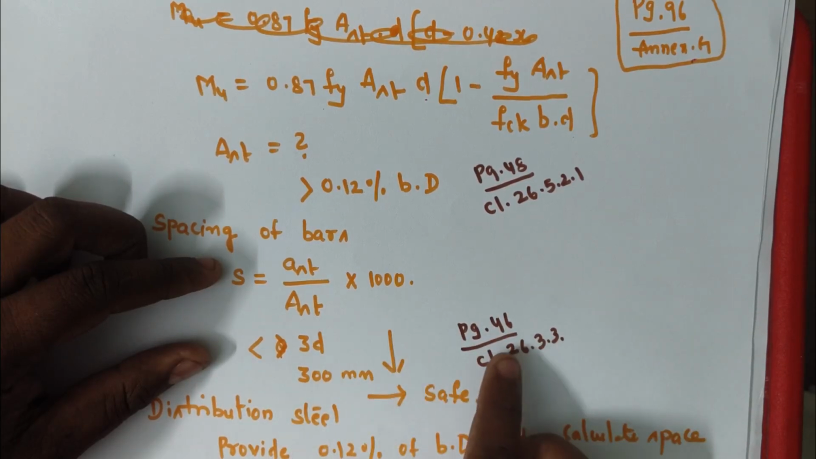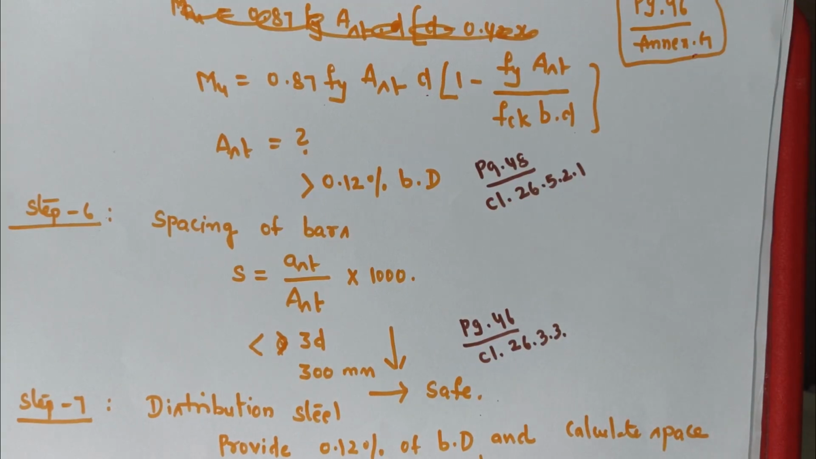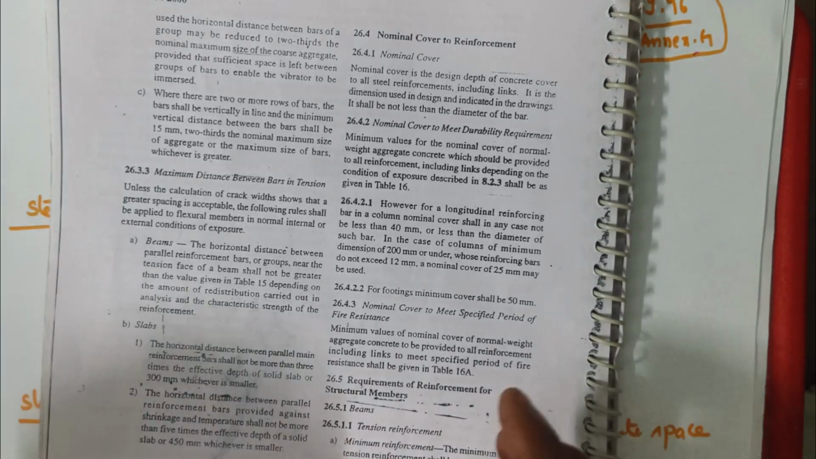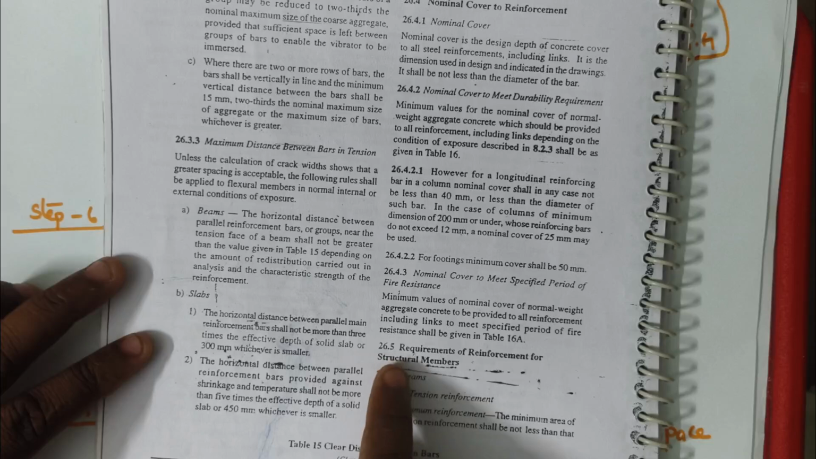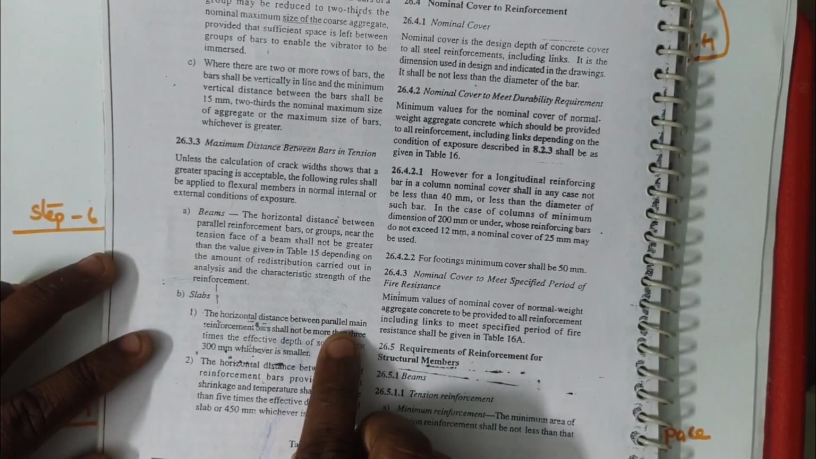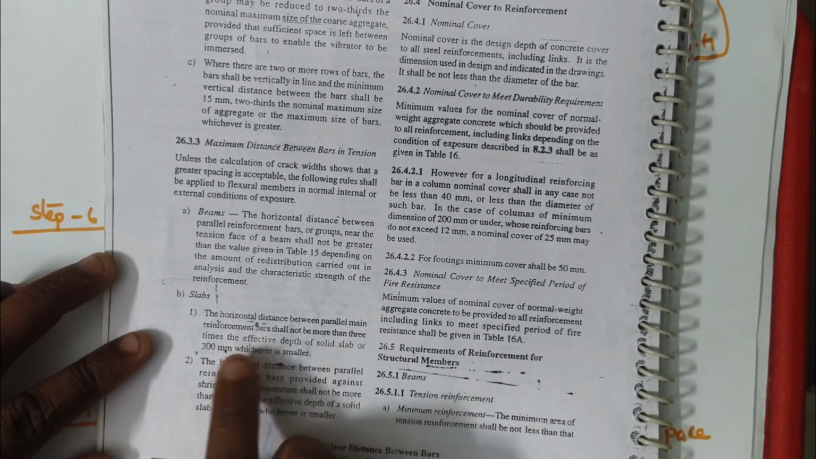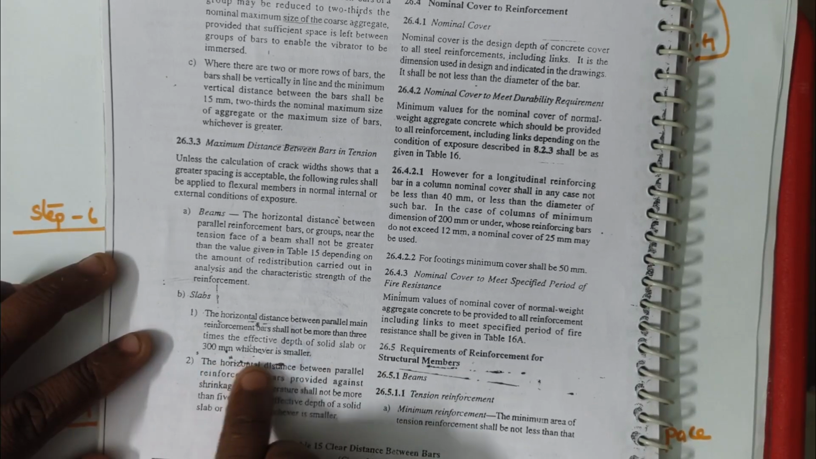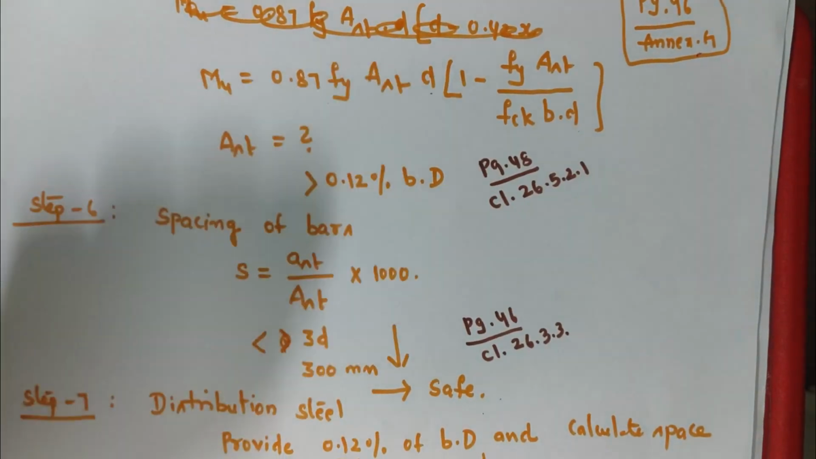This statement you can see in page number 46. The horizontal distance between parallel main reinforcement bars shall not be more than 3 times the effective depth, means 3D, or 300 mm, whichever is smaller. That's why I have taken this statement.